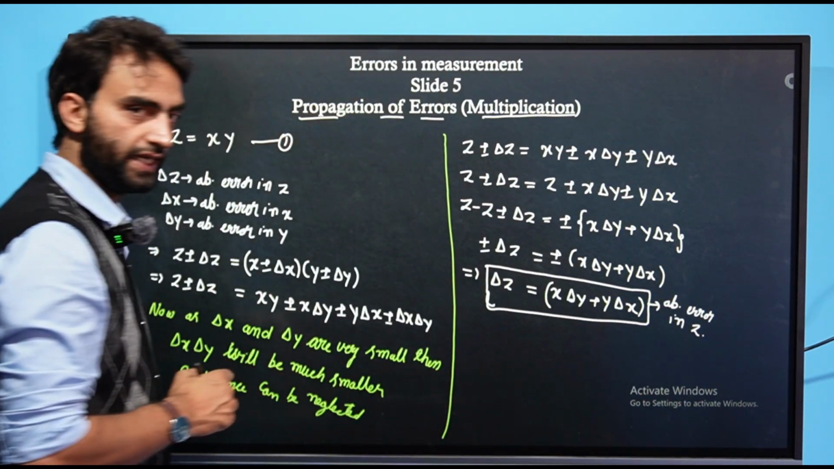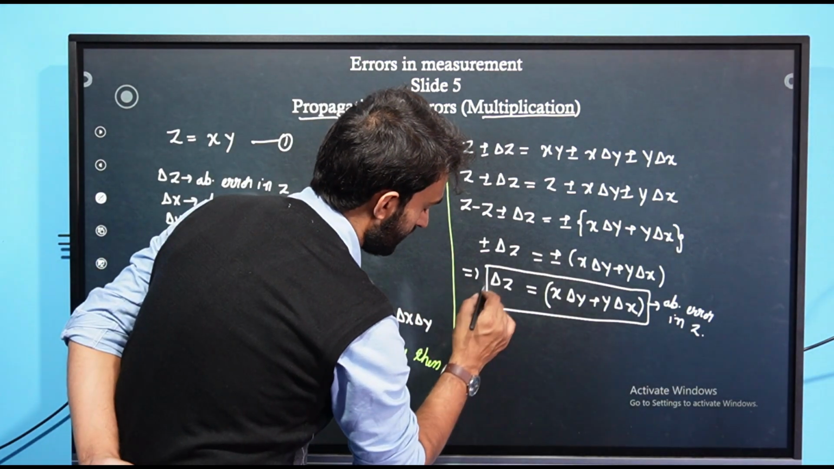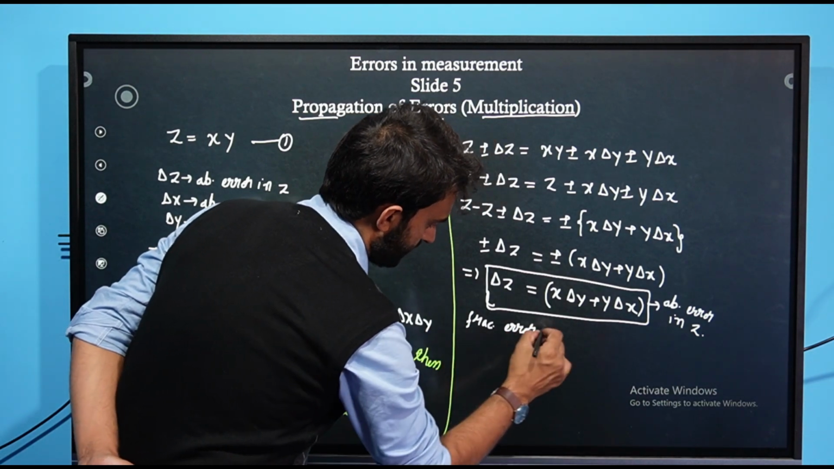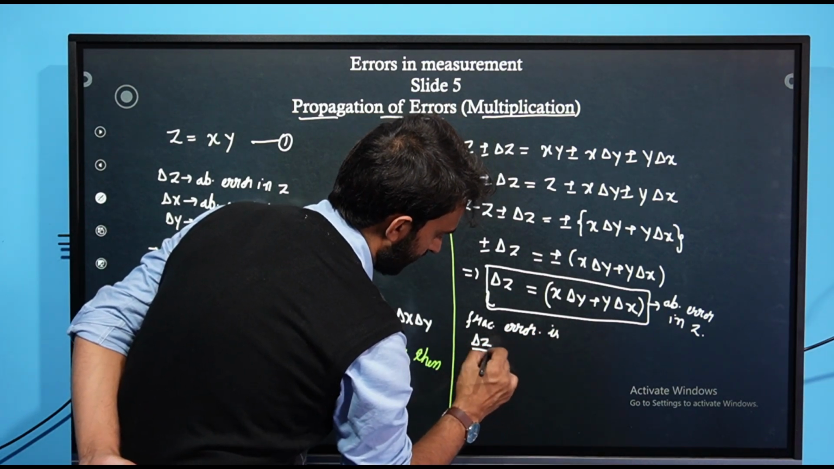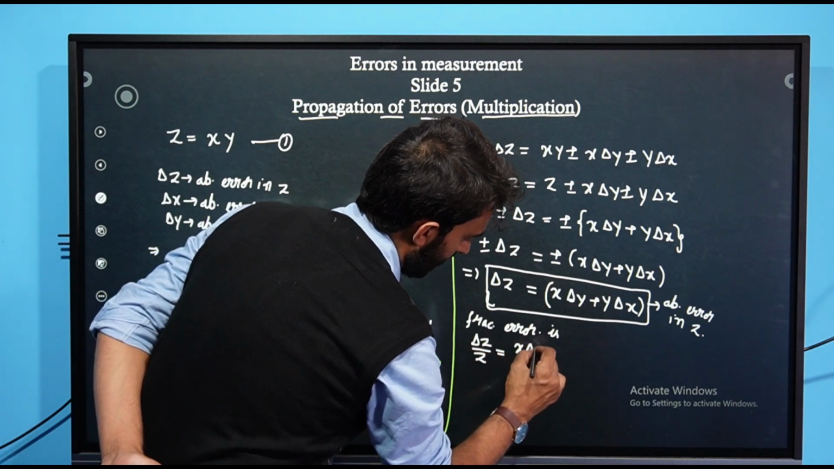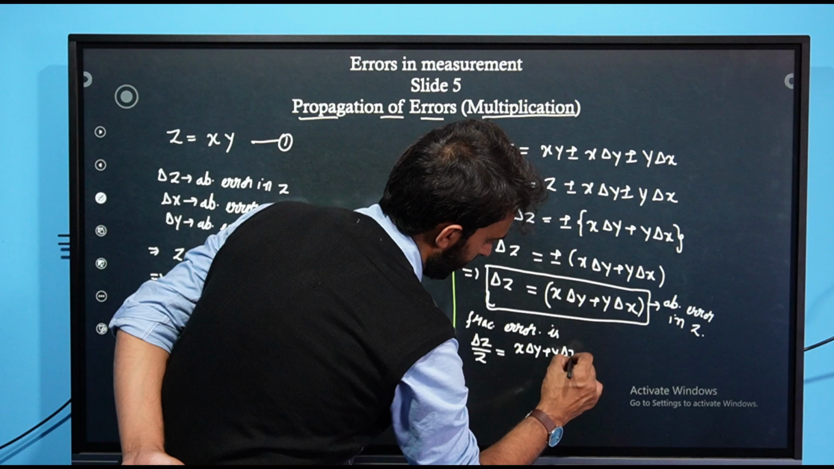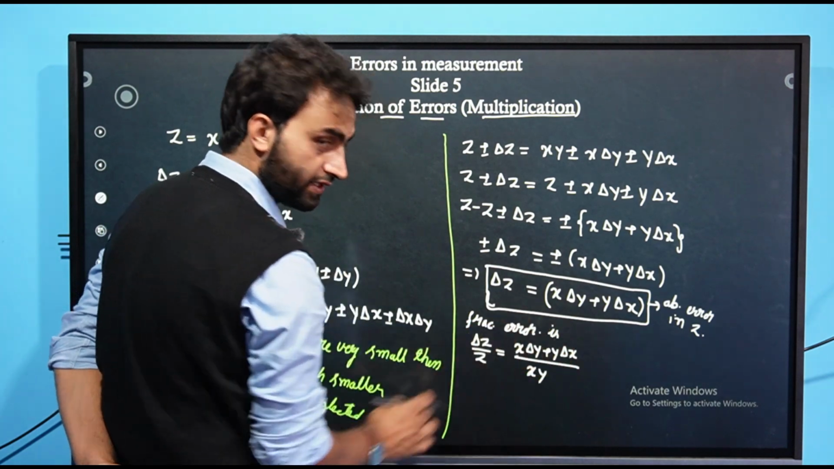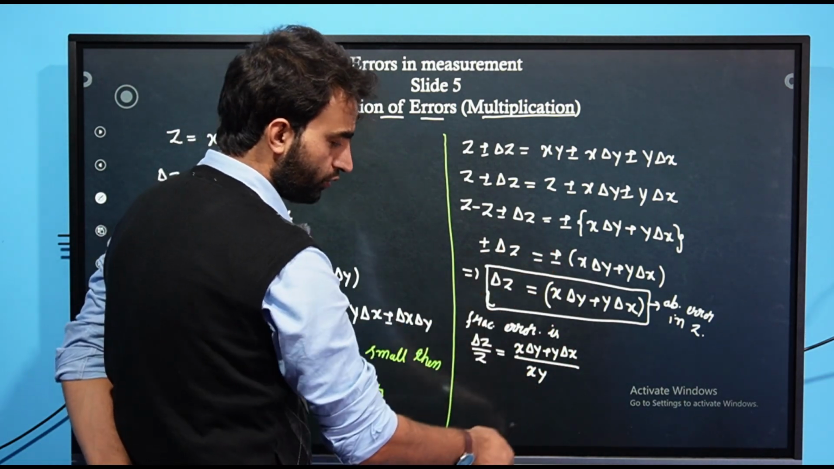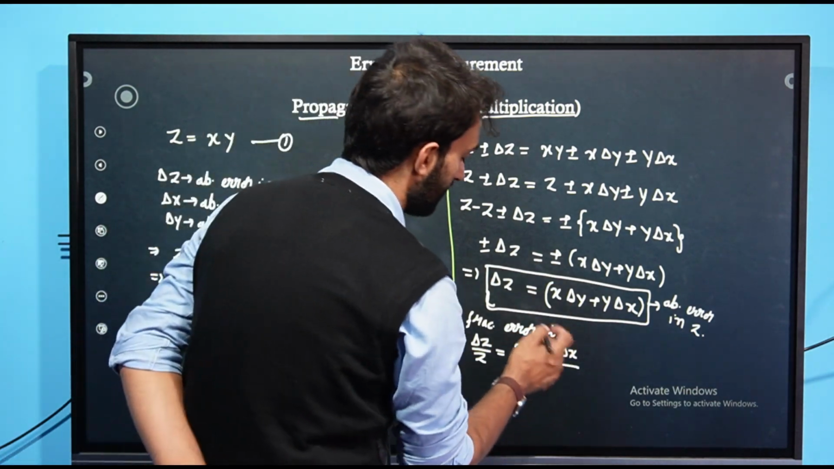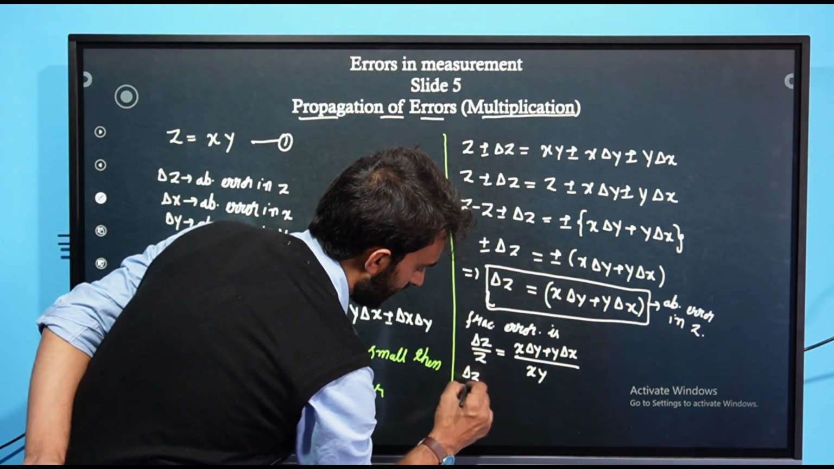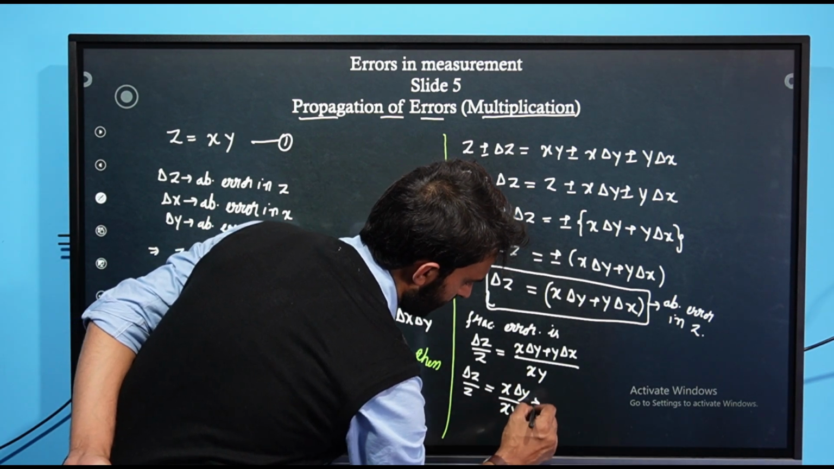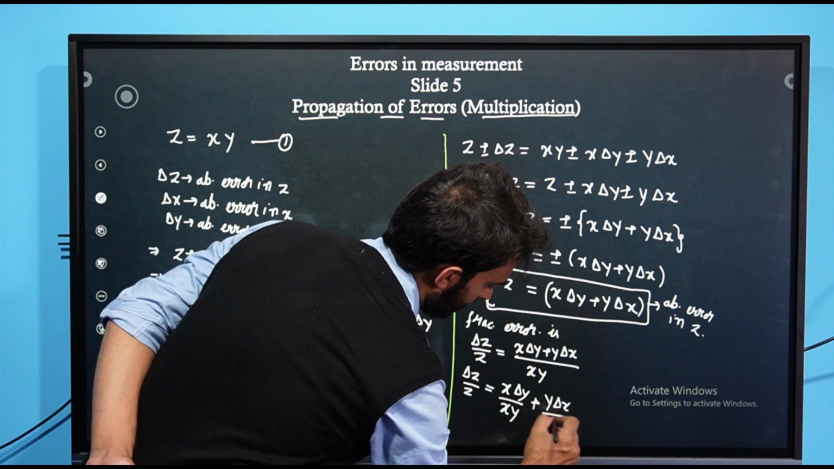So what will be the fractional error in z? Let's see. In case of this z, the fractional error is delta z by z. That will be written as x delta y plus y delta x divided by x into y. Let's break it into two parts, and then if we take LCM, we can get the same thing again. So delta z by z is equal to x delta y divided by xy plus y delta x divided by xy.